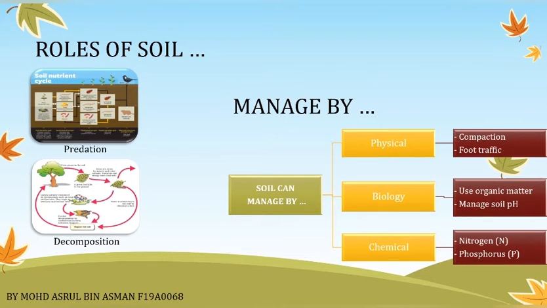Lastly, chemical management includes nitrogen and phosphorus management. Nitrate nitrogen is susceptible to leaching loss because the negative charge of the molecule is not held by cation exchange sites of soil particles. Phosphorus is tightly bound to soil particles and does not easily diffuse through the soil.